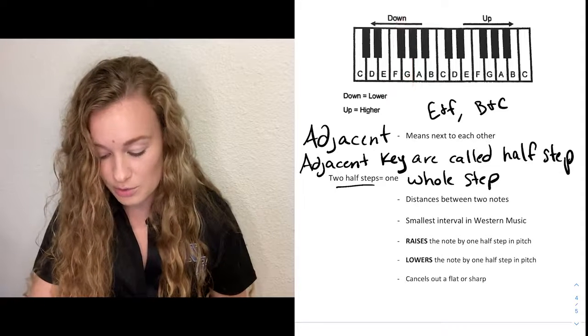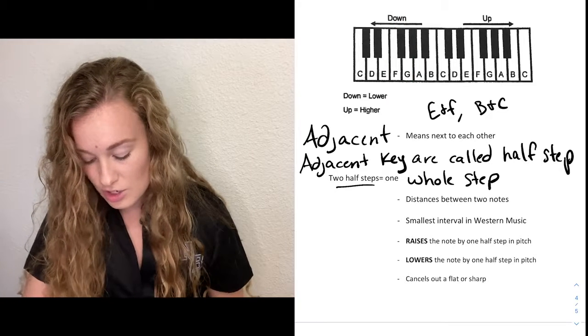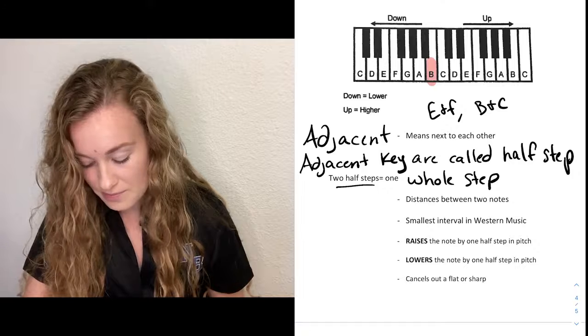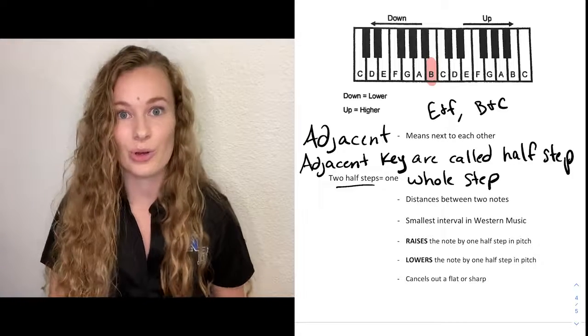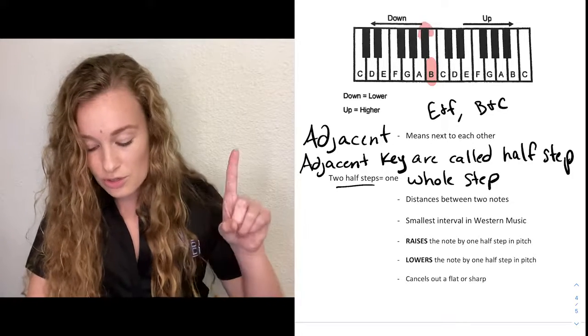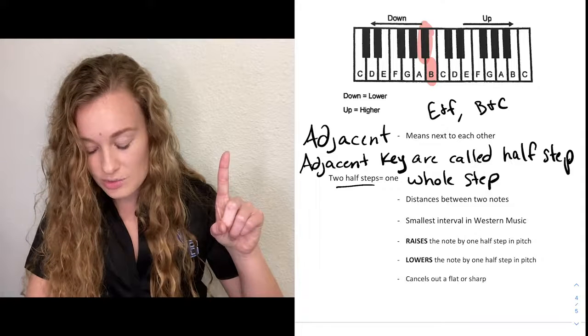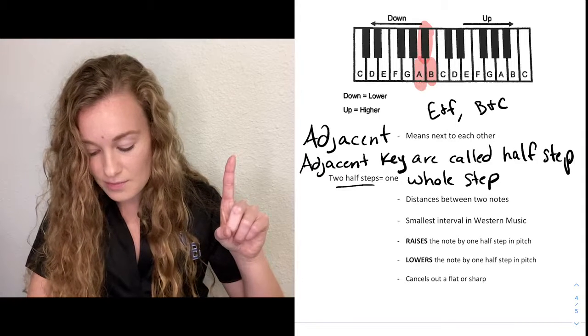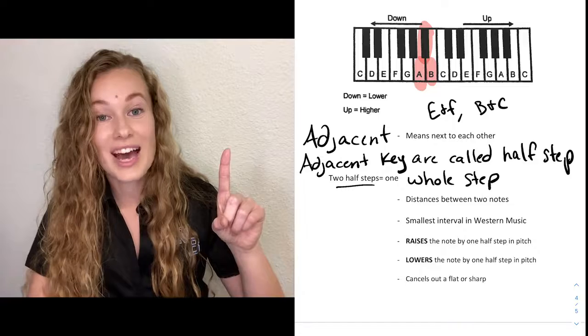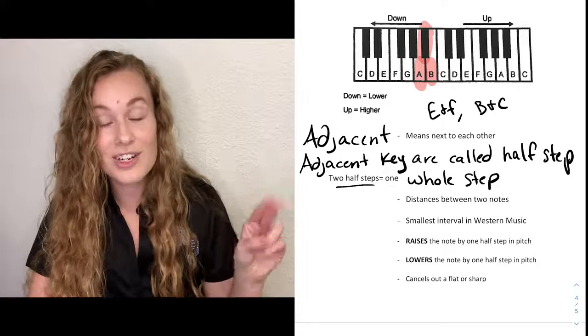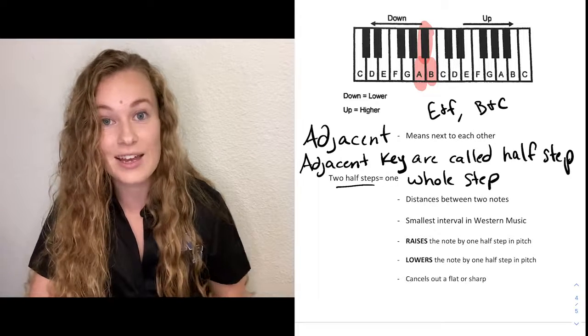Let's do another example. Let's start on our B. This time we're going to go down a whole step. First things first, half step right here to this black key, and then another half step to the A. So that is going to be 2 half steps together. So B to A is a whole step.